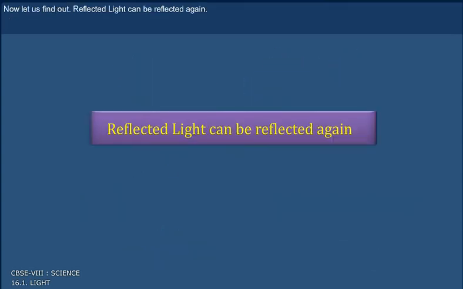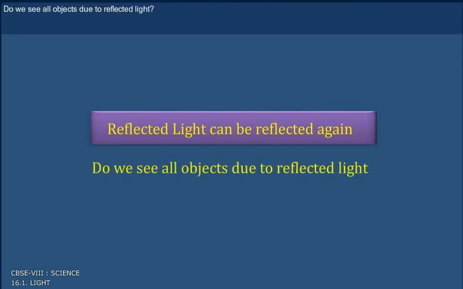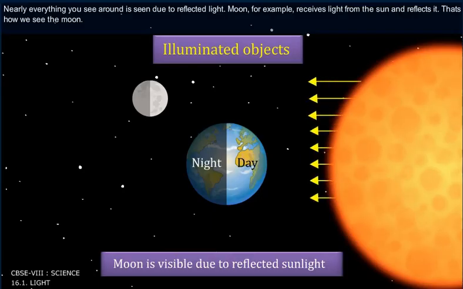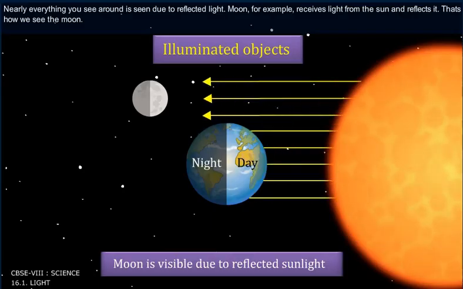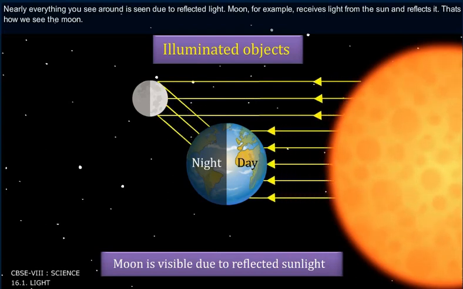Now let us find out. Reflected light can be reflected again. Do we see all objects due to the reflected light? Nearly everything you see around is seen due to reflected light. The Moon, for example, receives light from the sun and reflects it. That is how we see the moon.